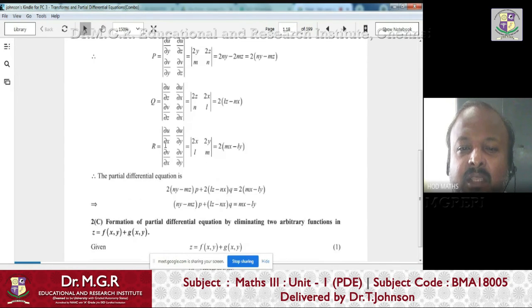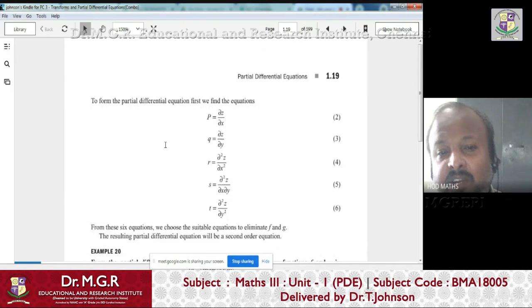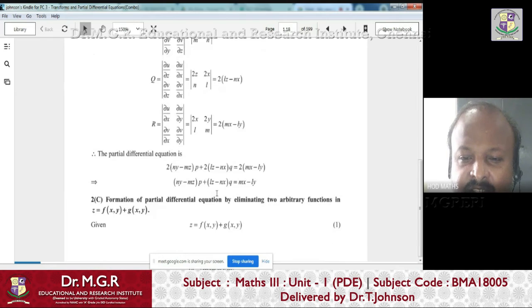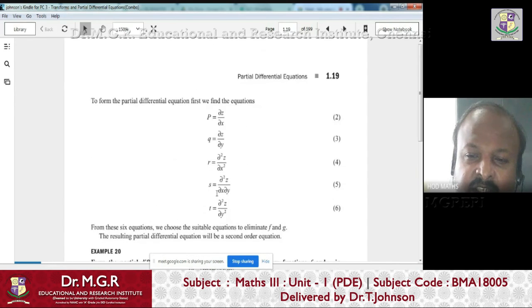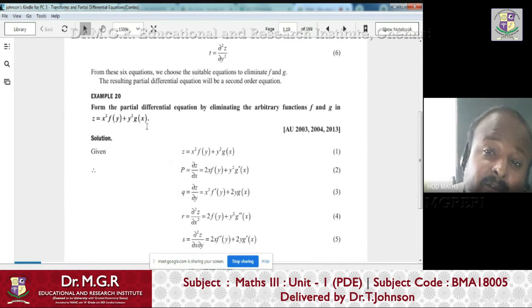So now we will see in this section a final example where there is more than one arbitrary function. It is of the form z equals some function of x and y and some function of g and y, right? So here z is the dependent variable, f and g are arbitrary functions. So there are more than one arbitrary function.